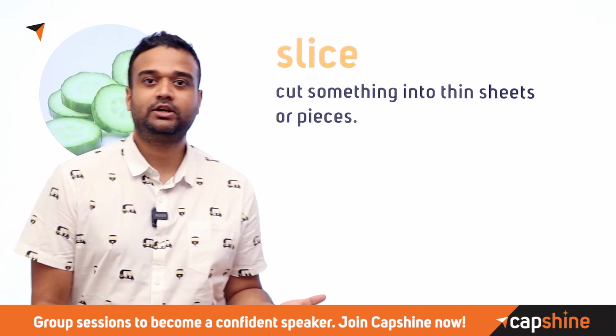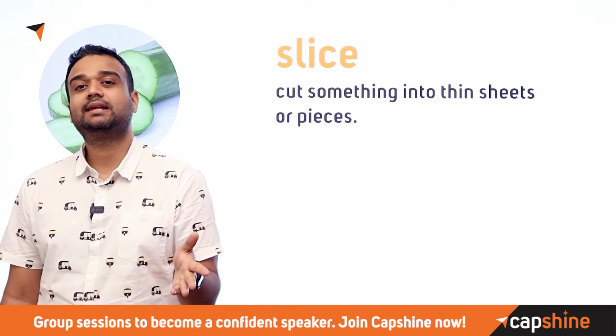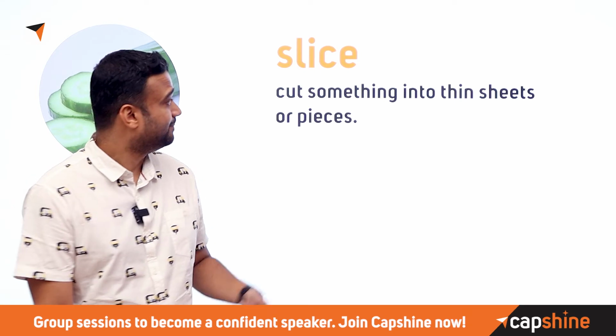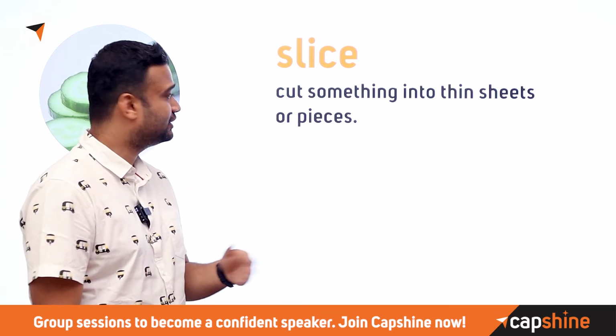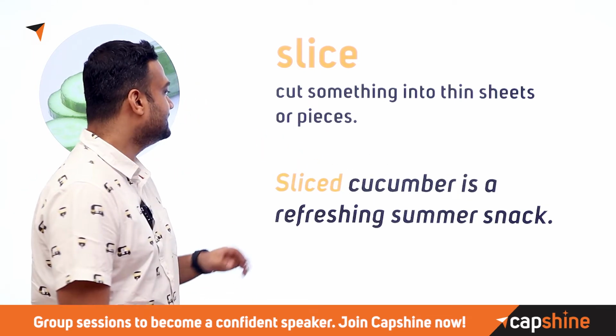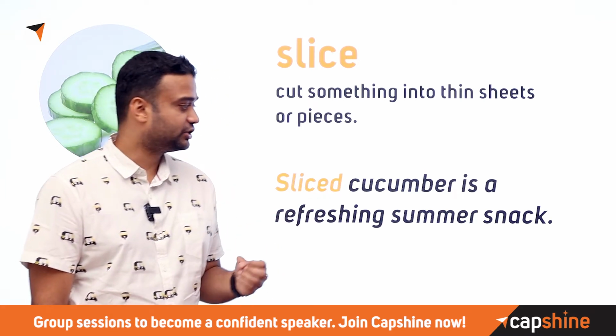Slice is another thing that you might do when you cook. You might slice a lemon, you can slice a piece of cake, cut something into thin sheets or pieces. Sliced cucumber is a refreshing summer snack.